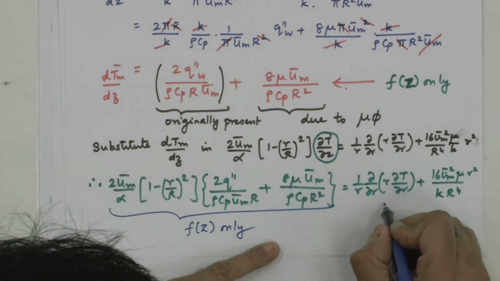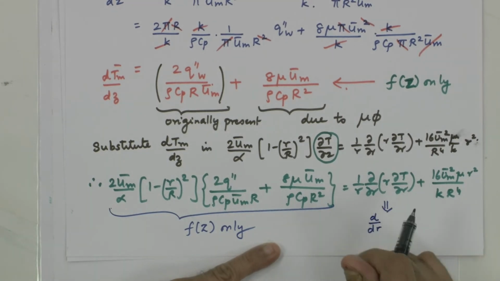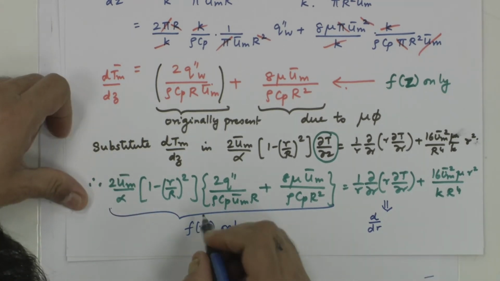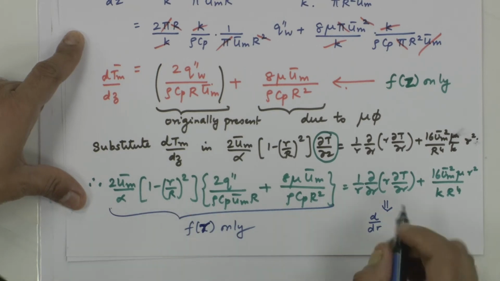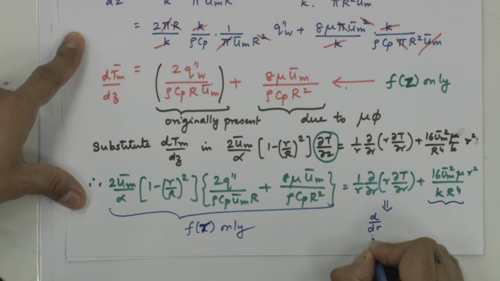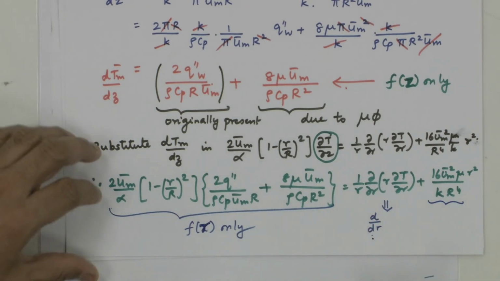Therefore, this one becomes d by dr. This is only a function of r. This is also a function of r. Therefore, this becomes d by dr. So, everything here is a function of r. Therefore, I get d by dr as a regular derivative, and then I separate the variables.